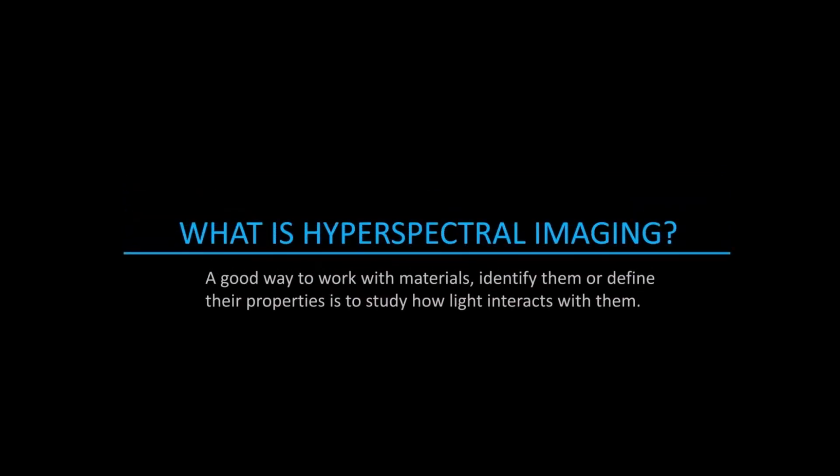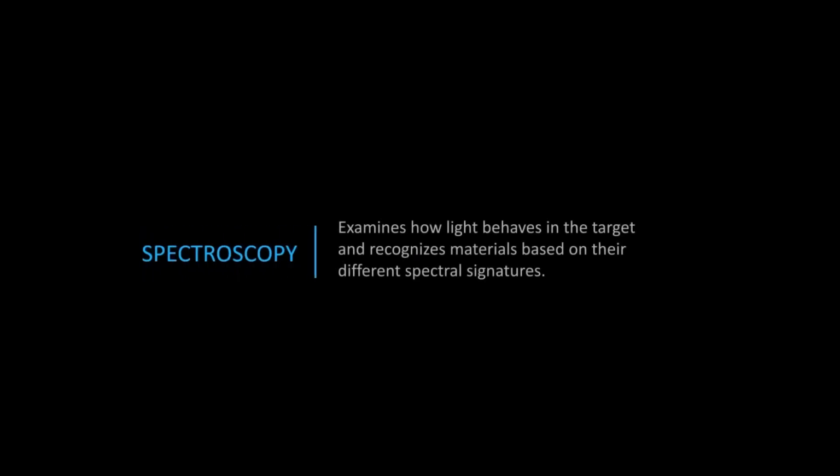A good way to work with materials, identify them or define their property is to study how light interacts with them. This study of light interaction with materials is called spectroscopy. Spectroscopy examines how light behaves in the target and recognizes material based on their different spectral signatures. These spectral signatures can be identified from the spectrum of the material.